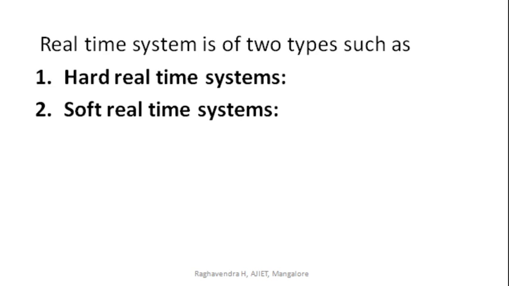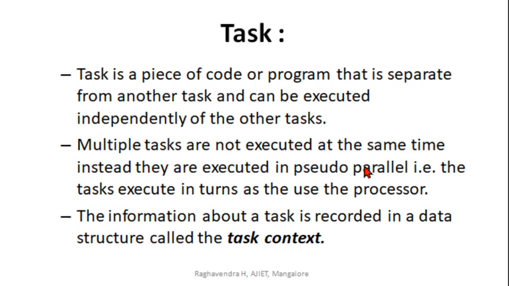So next topic is task. Task is a piece of code or a program that is separate from another task and can be executed independently of the other task. In embedded system, the operating system has to deal with a limited number of tasks depending on the functionality to be implemented in the embedded system.